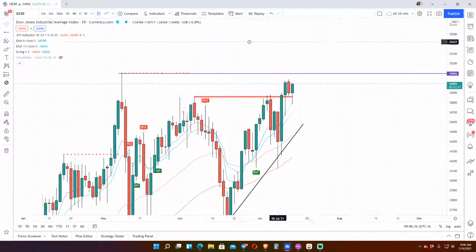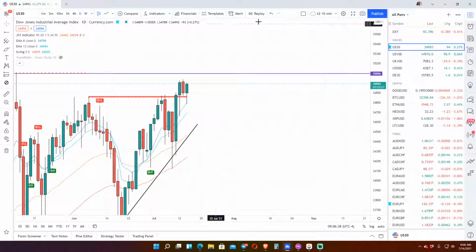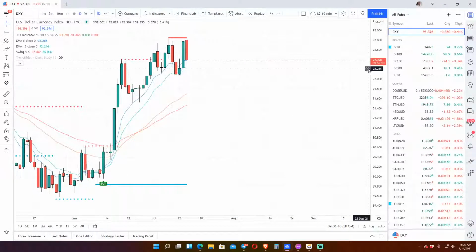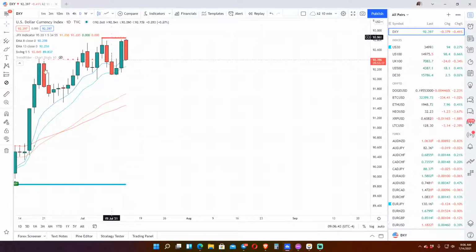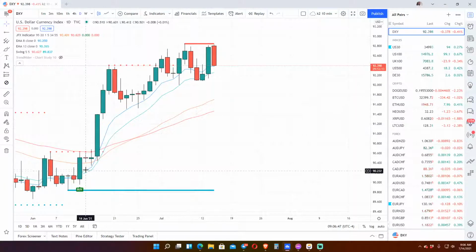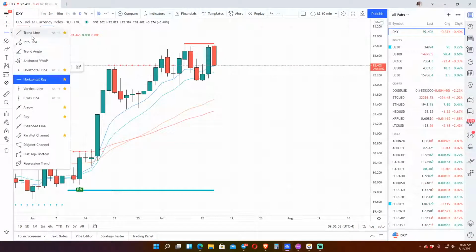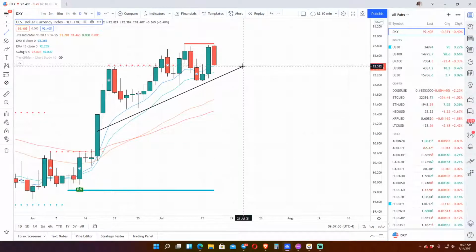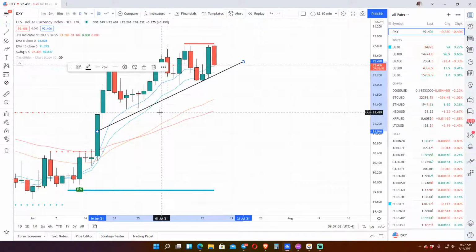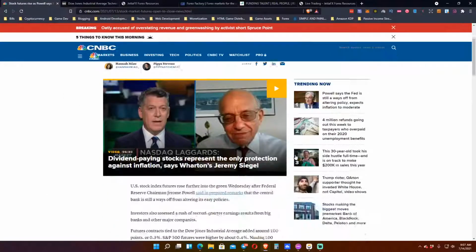So if we go to the DXY here, actually no, it's not strong. It's actually going down. But as you can see here, it's still continuing its upwards movement, upwards momentum, with this trend line here. But let's go back.